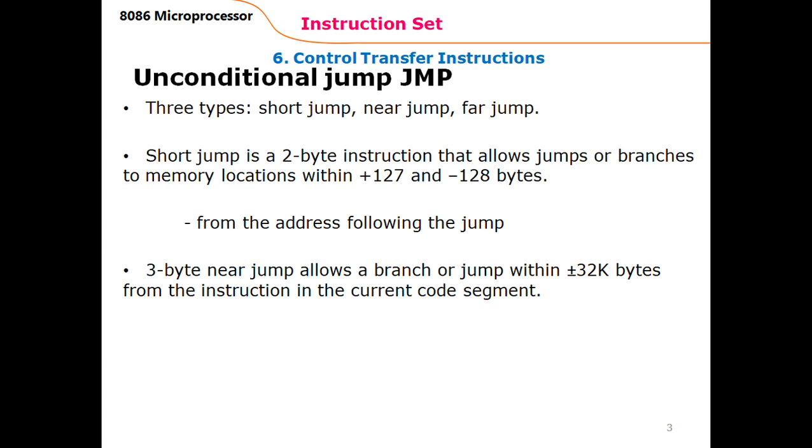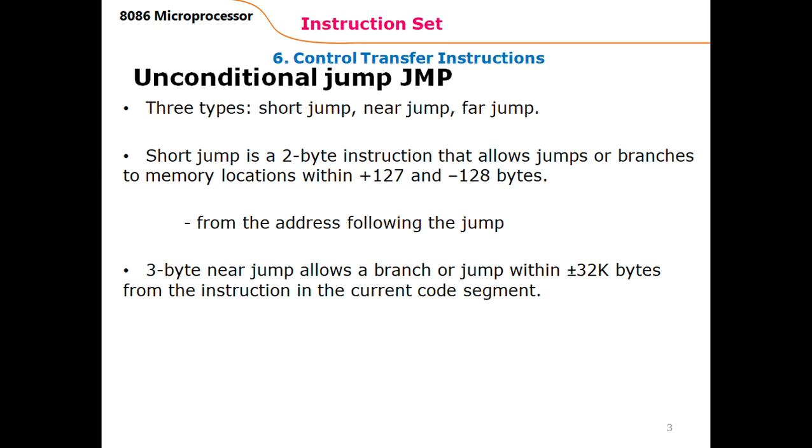Unconditional jump instructions are represented with JMP, and there are three types of unconditional jump instruction. The mnemonic, or the name of the instruction, is always JMP in programming, but still there are three types: short jump, near jump, and far jump. All of these jumps are categorized depending on the range of the jump, that is, the number of bytes skipped between the current address and the target address.